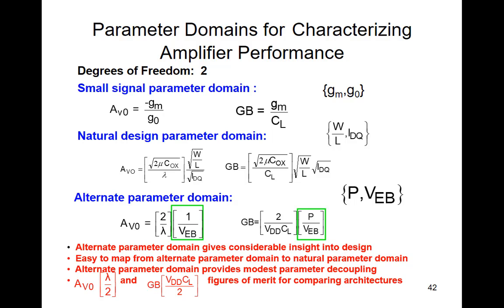If I divide AD0 by 2 over lambda, that becomes a figure of merit for the gain, and GB divided by this becomes a figure of merit for the gain bandwidth product. So I can use these figures of merit for comparing different amplifier structures. It may be the case that you have two different architectures that have a different relationship between gain bandwidth product and power. This structure here has this relationship. If you had another one that had a factor of 5 in front of this P here, then that would be a much more power efficient amplifier structure. Make sense?